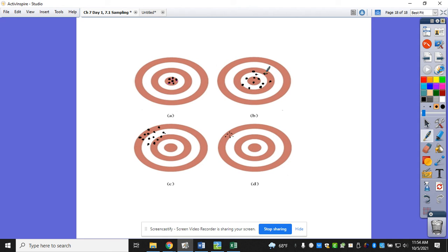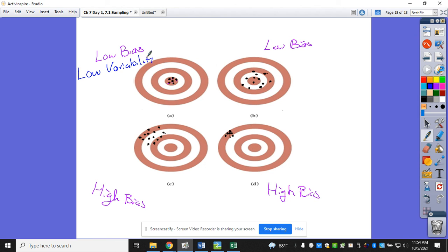So let's go through with bias first. Which ones have low bias? Which means these two have high bias. Which ones have low variability? Which means the other two have high variability. And which one is our ideal? A.